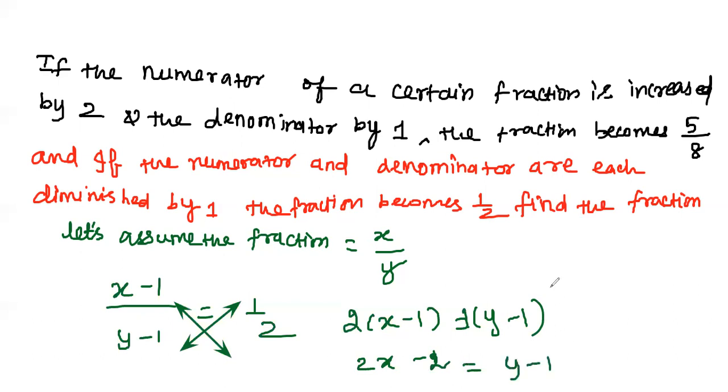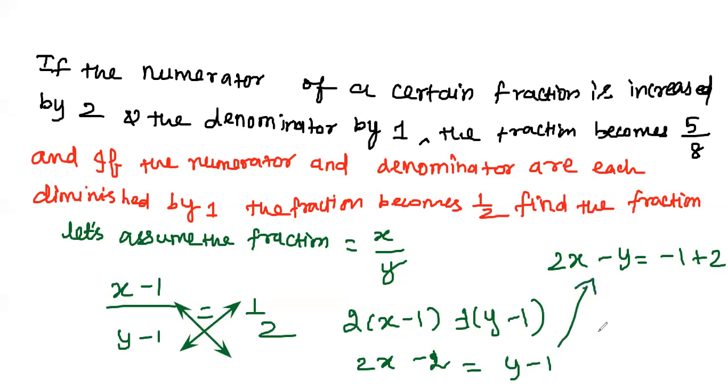So just take the y to the left hand side. It becomes 2x minus y equal to minus 1 plus 2. I'm just keeping the variable on the left hand side and the numbers on the right hand side. When I bring the minus 2 to the right hand side, it becomes positive 2. And I've taken the y from the right hand side to the left hand side, it becomes negative y. Can you follow?